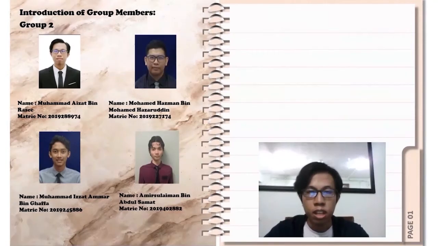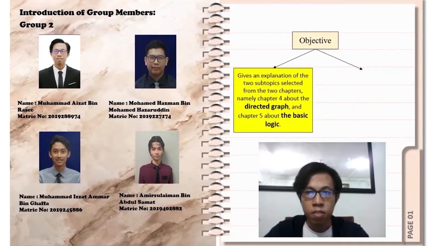We will look at the objective. There are two objectives for these presentations. Firstly, give an explanation of the two subtopics selected from the two chapters, namely Chapter 4 about the directed graph and Chapter 5 about the basic logic.